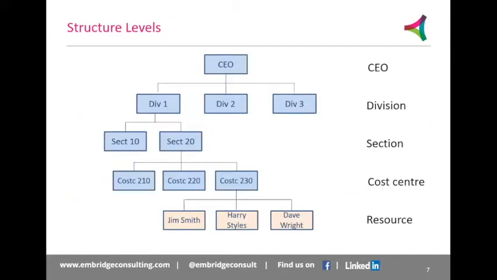So first, let's look at a simple organizational chart. Here you can see 5 levels, the CEO up the top, and then going through to division, through to section, through to cost center, and through finally down to resource. All these are connected via relations. So the relations must be in place as a prerequisite before you start.